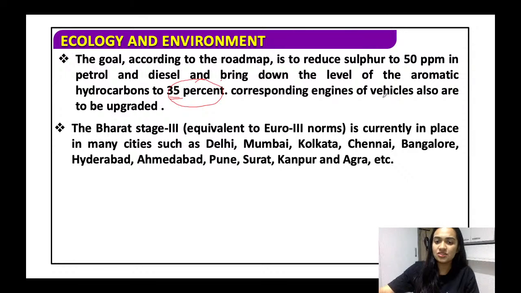And corresponding engines of vehicles are also to be upgraded. So all these goals were stated. The Bharat Stage 3 is equivalent to Euro 3 norms. So it is currently in place in many cities.